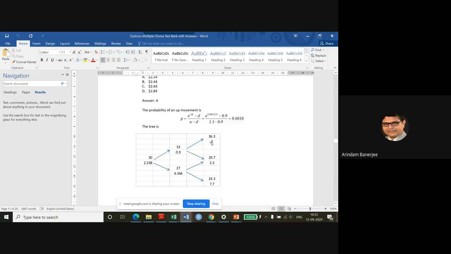So 0 into 0.6010 plus 2.3 into (1 minus 0.6010), so it is 0.9. And then 2.3 into 0.6010 plus 7.7 into (1 minus 0.6010), so it is 4.366. So now we got this. First we are going from left to right and then right to left, backward. So 0.9 into 0.6010 plus 4.366 into (1 minus 0.6010). If I calculate this, 2.238, this is the value of the option.